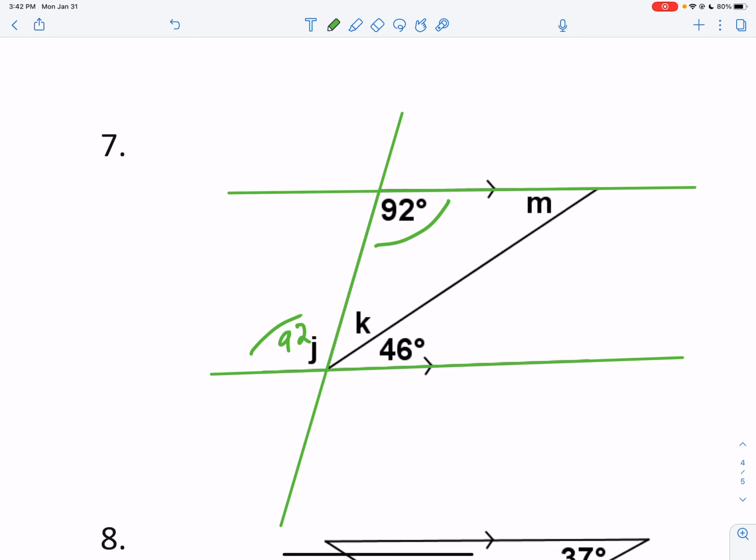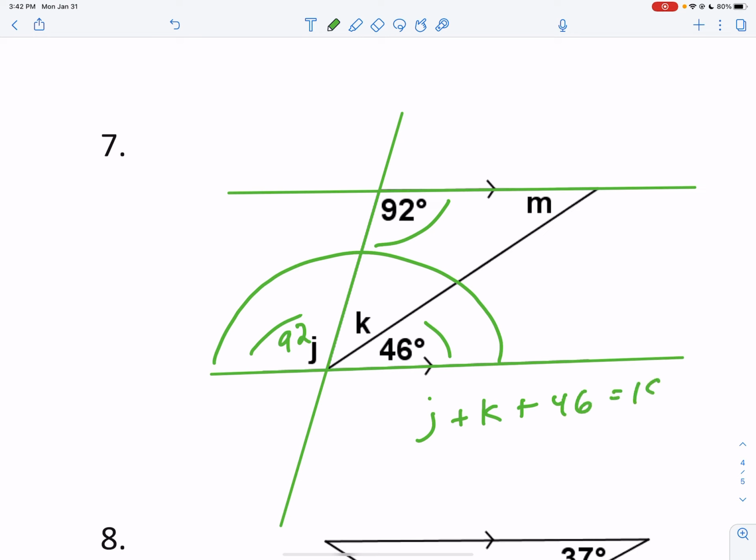All right, so if J is 92, and if this is given as 46, do you guys agree that all of the angles on a straight line add up to be 180? Because that's true. All of the angles on a straight line sum to 180. So J plus K plus 46 equals 180. But we know what J is. It's 92.